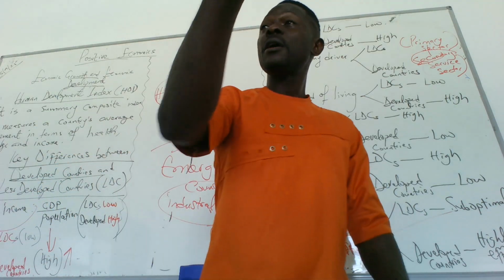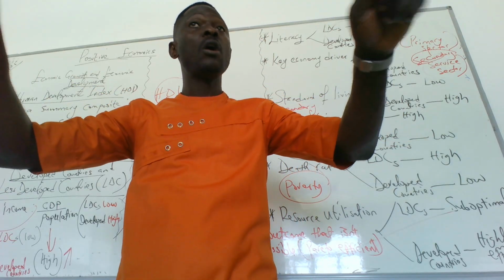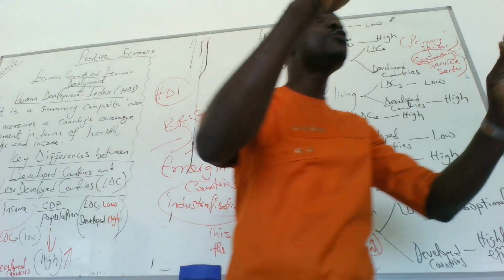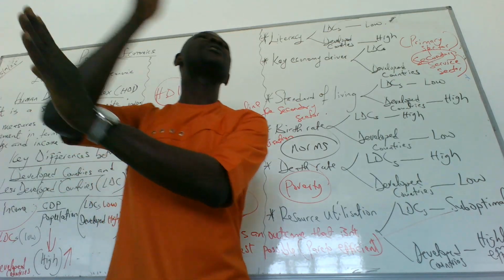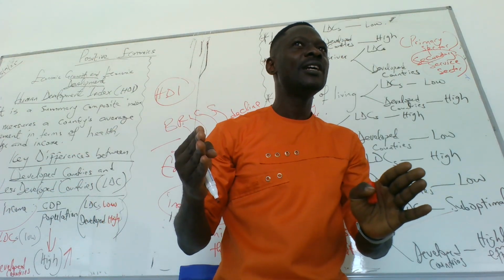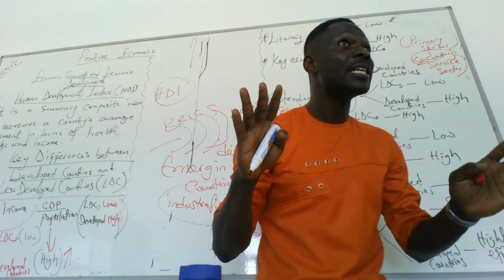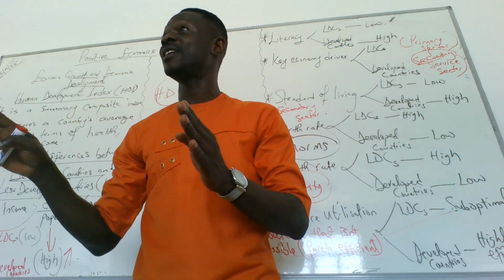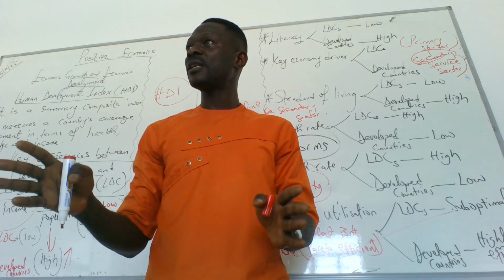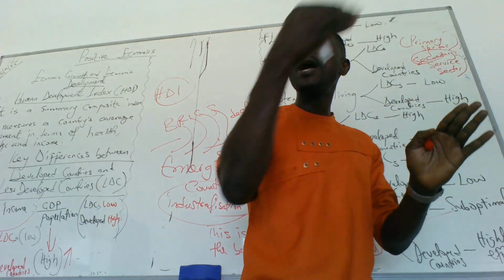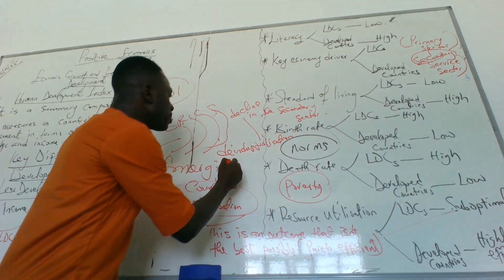Listen, overpopulation is not the same as having more people. Overpopulation simply means the people in the country are more than the resources. China is populated, but there's no overpopulation in China. China has more resources and they have more people. When they are equal, we call it optimum population.